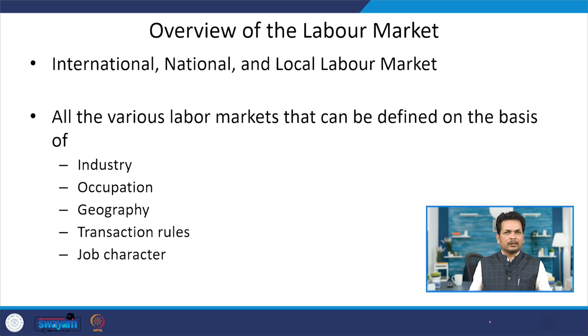So, all these various labor markets can be defined on the basis of industry, occupation, geography, certain transaction rules, and job characteristics.